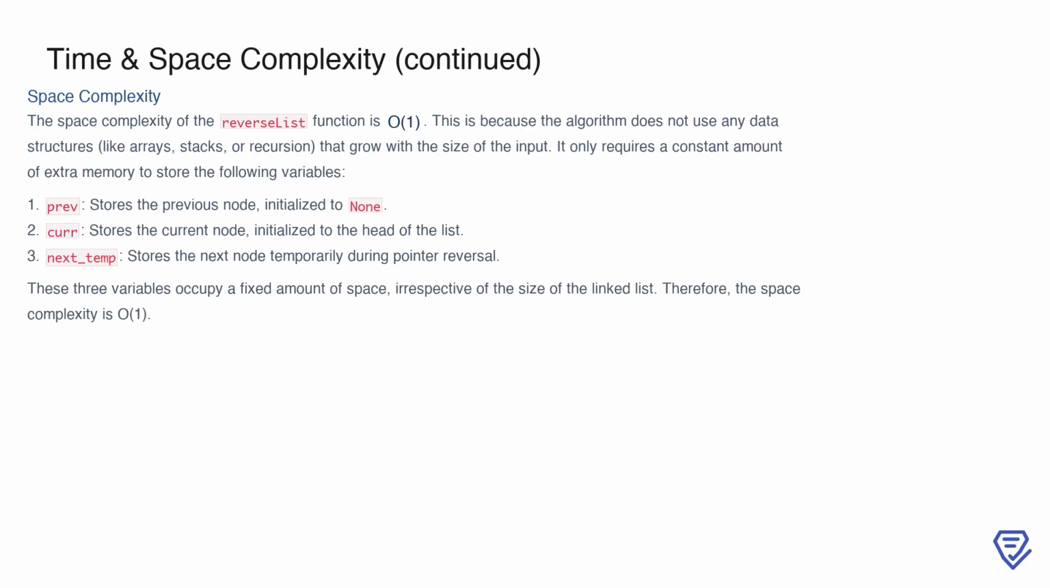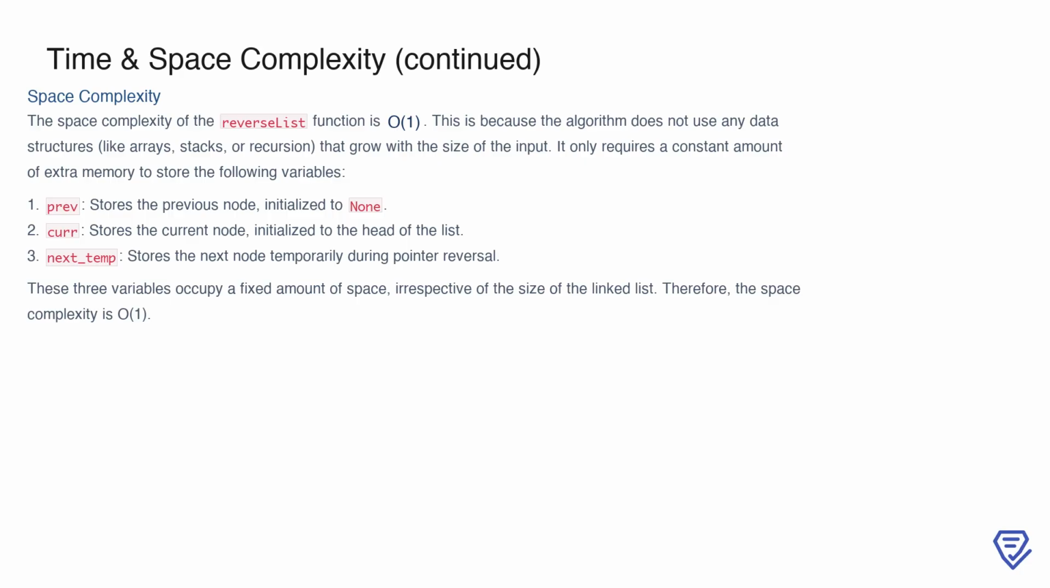The space complexity of the reverse list function is O(1), meaning it uses a constant amount of extra memory regardless of the size of the linked list. This efficiency comes from the fact that the algorithm does not rely on any auxiliary data structures like arrays or stacks. Instead, it only uses 3 variables: previous to store the previous node, cur to track the current node, and next_temp to temporarily hold the next node during pointer reversal. Since these variables occupy a fixed amount of memory, the space usage stays constant.